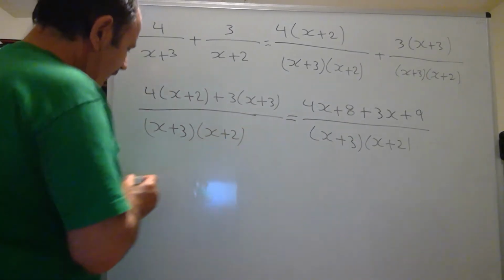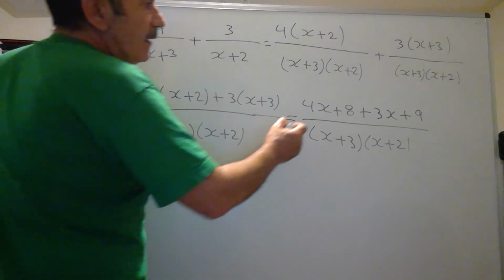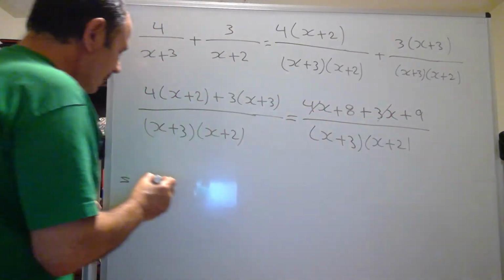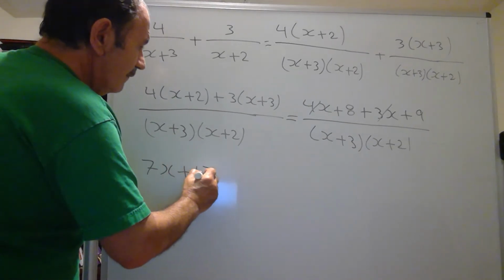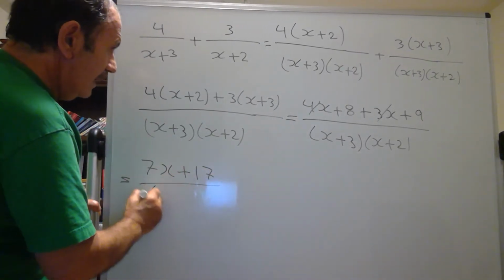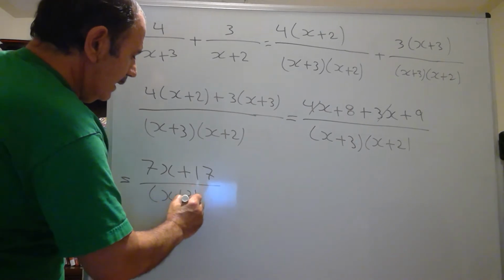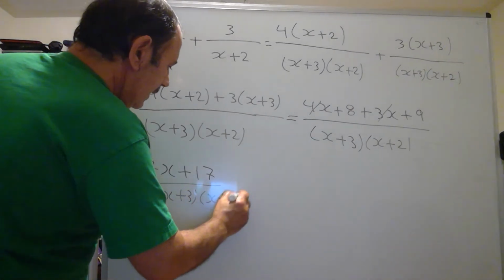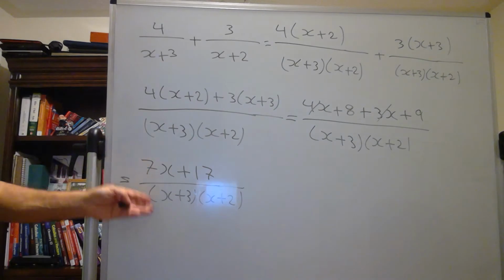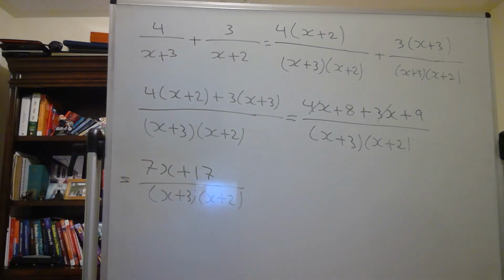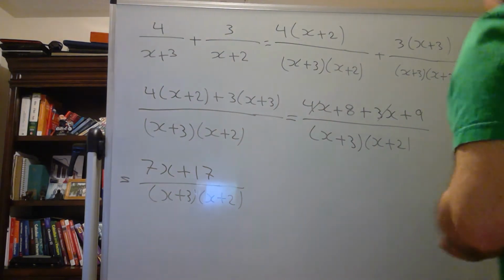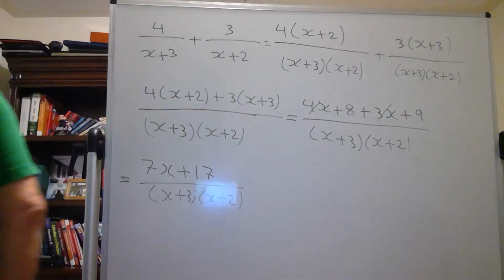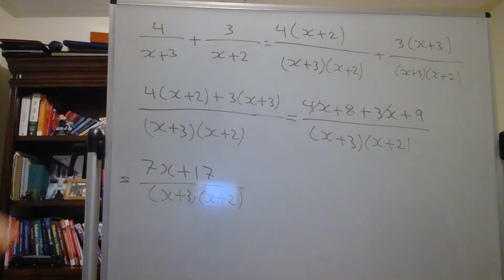Now, let's simplify this one. 4x plus 3x is going to be 7x. 8 plus 9 is 17 over x plus 3, x plus 2. As you see, it's not possible to simplify it. So, this one going to be my final answer. Okay, this one is the final answer for this question. Let's do another example.